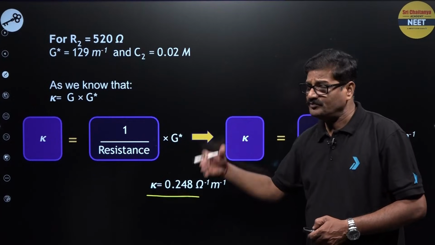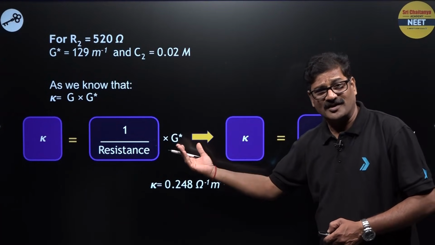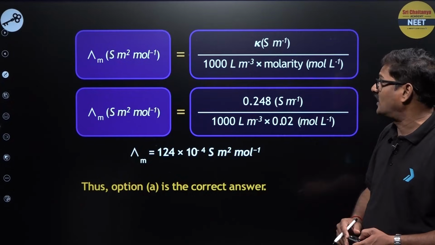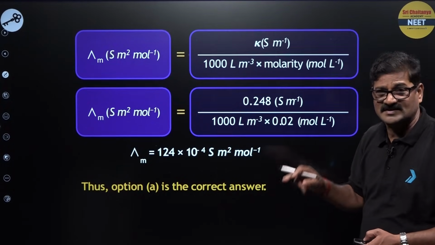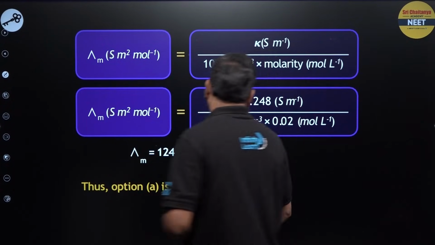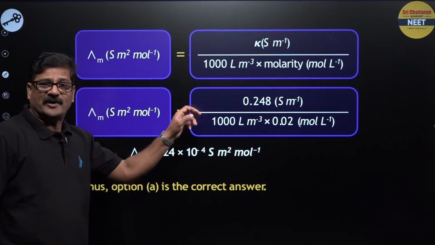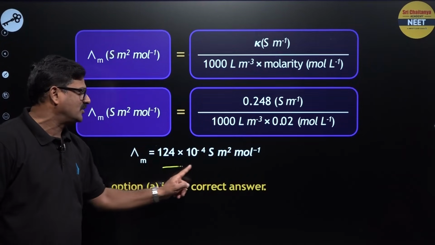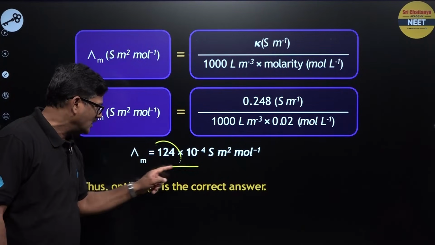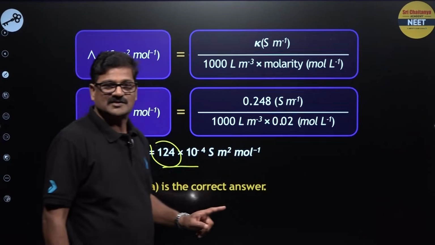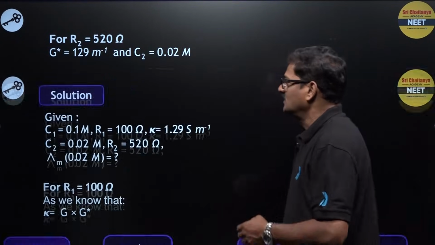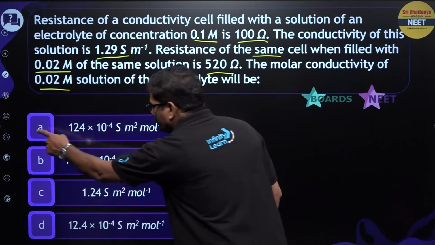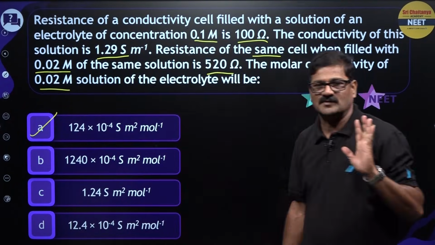From this K you can calculate molar conductance. The molar conductance is equal to K by 1000 into molarity when taken in meters, SI units, and it is going to be 0.248 upon 1000 into 0.02, which comes as 124 into 10 to the power of minus 4. In this question the option is going to be 124 into 10 power minus 4.